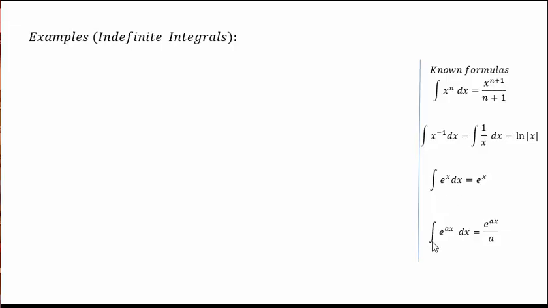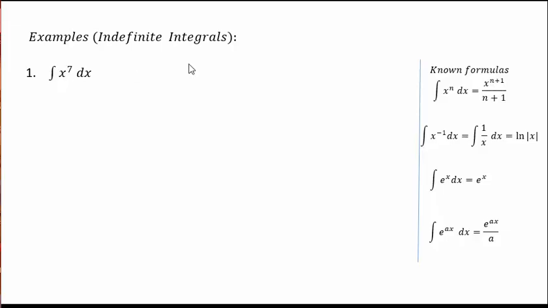However, if we have something of the form e to the power ax, where a is a constant, we take the integral as e to the ax and divide it by that constant. Now we'll do a couple examples to understand these rules. So we start with a simple example, the integral of x to the 7 dx.